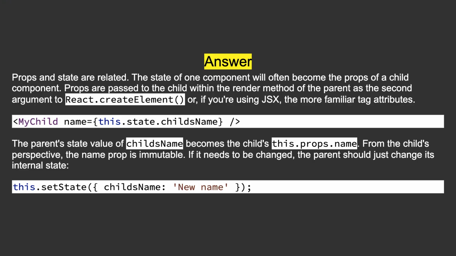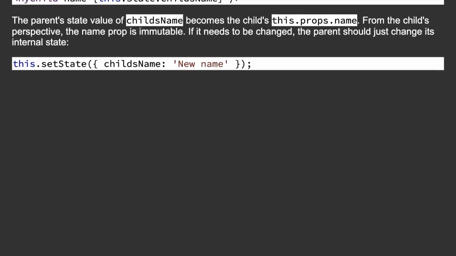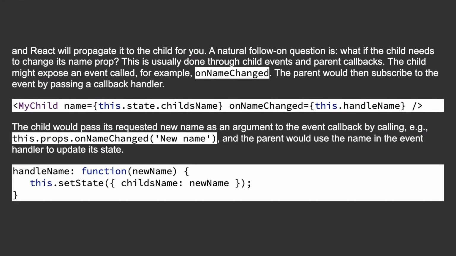The parent state value of childName becomes the child's this.props.name. From the child's perspective, the name prop is immutable. If it needs to be changed, the parent should just change its internal state, and React will propagate it to the child for you.